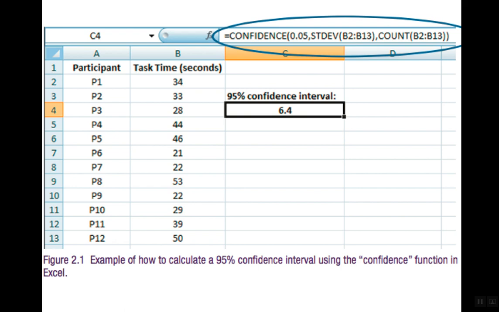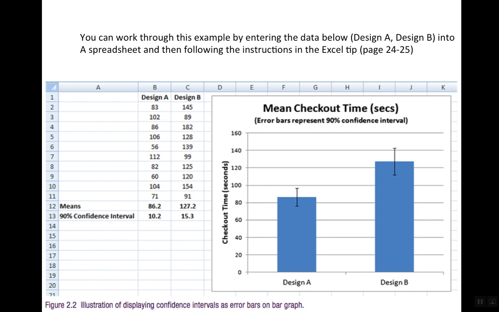In this case, it's column B, and we're looking at the confidence interval associated with the task time. So the answer in this case is that confidence interval is 6.4. This means that the range of the interval is plus or minus 6.4 around the sample mean. I strongly suggest that you practice and make sure you can do this before the lab so that you're more efficient when you're doing all these manipulations inside the lab.